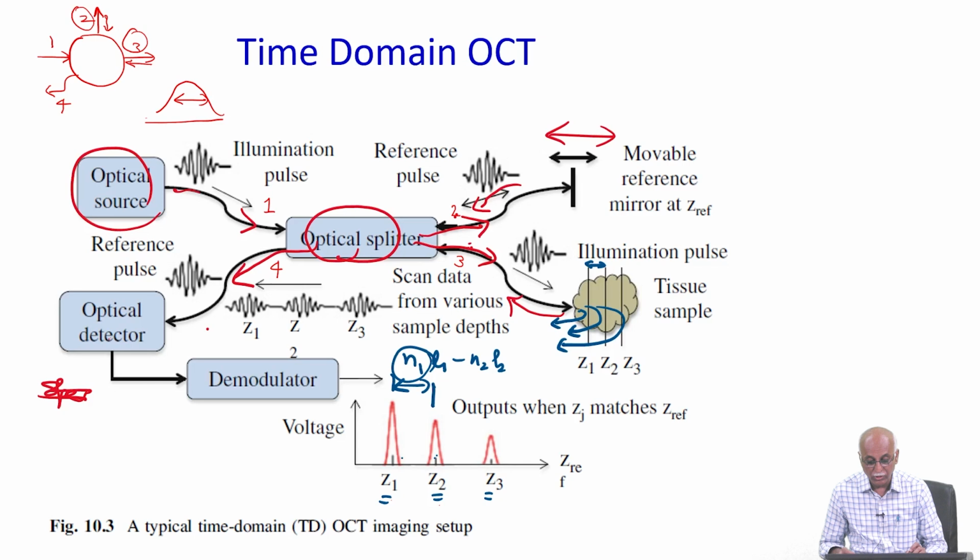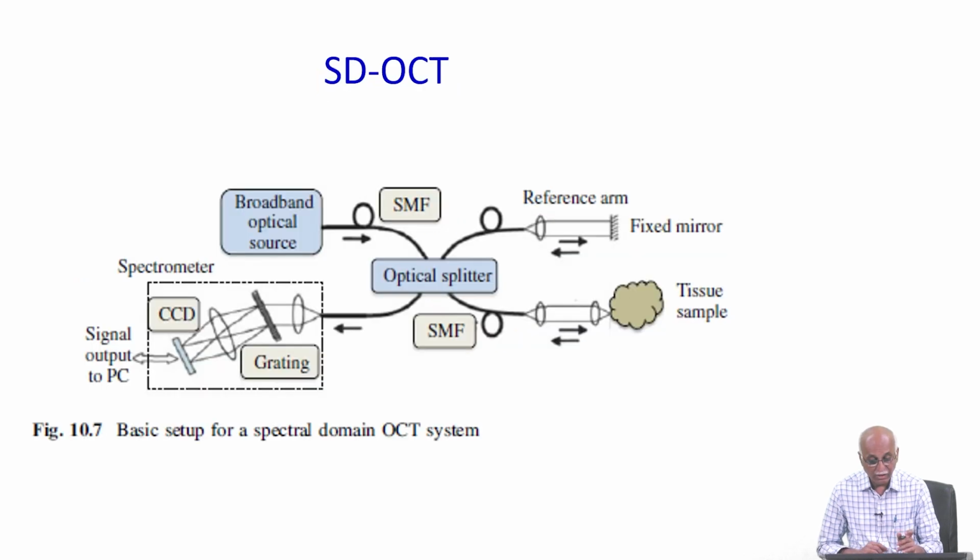And the only thing is, the path difference in free space is simply estimated based on the free space lengths L1 and L2, where the refractive index is assumed to be 1. But in case of optical fiber, the refractive index of the optical fiber will come into the picture. So, N1, N2, etc. So, that much of a difference may be there. So, this is time domain OCT.